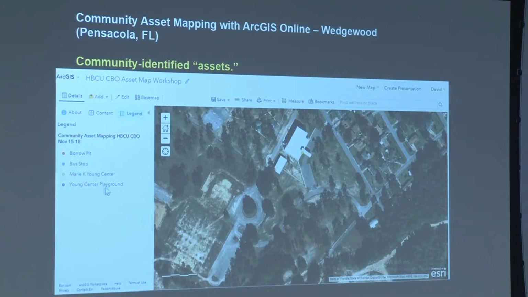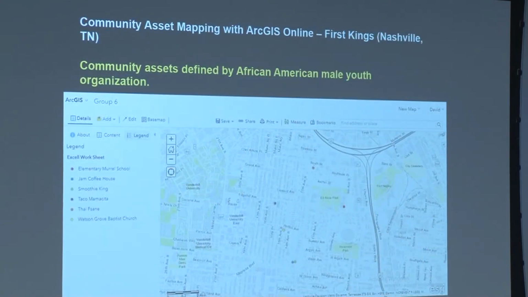Now here's a case where they listed a borrow pit as an asset, and I had to step in and say, no, a borrow pit cannot possibly be an asset. That's something we have to communicate when we do asset mapping. We can come back and do pathology mapping later, which is what we usually do.